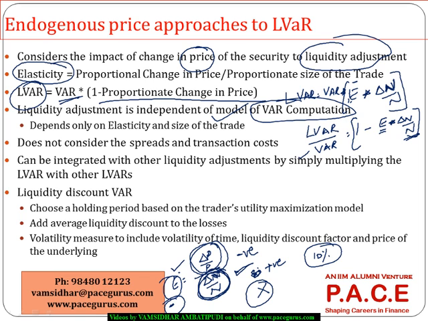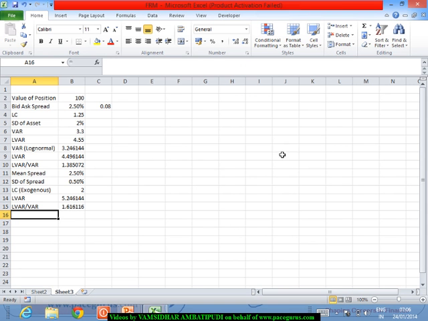What we are trying to say is, here you see LVAR to VAR was 1.61 when we went ahead with the exogenous spread approach and a log normal VAR. But if I had gone with a normal VAR itself, what would have been the LVAR?